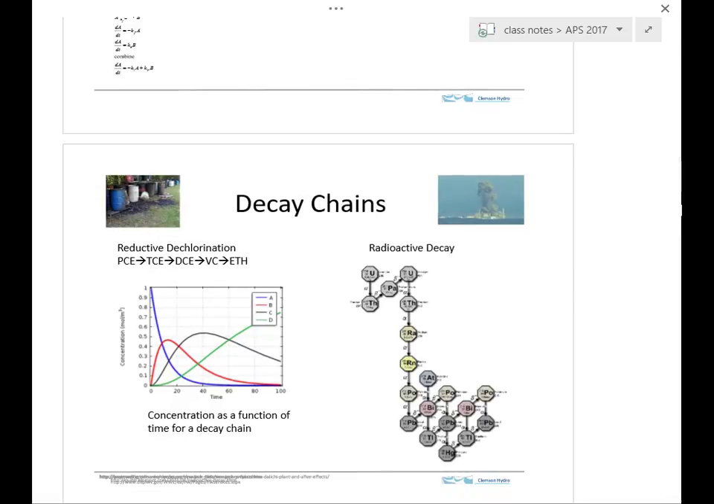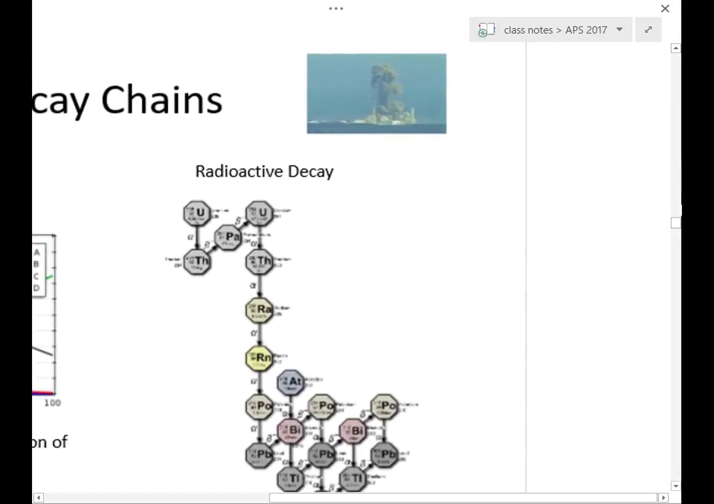Okay. So what we were just looking at is one reaction. What we have, though, is a variety of scenarios where we have multiple reactions going on. One case of multiple reactions is where we have decay chains. There you have one compound that decays or degrades into another compound, and then that compound in turn degrades into another compound, and so on. Radioactive decay is, I think, a pretty well-known one. Do you guys recognize that? Fukushima, yeah.